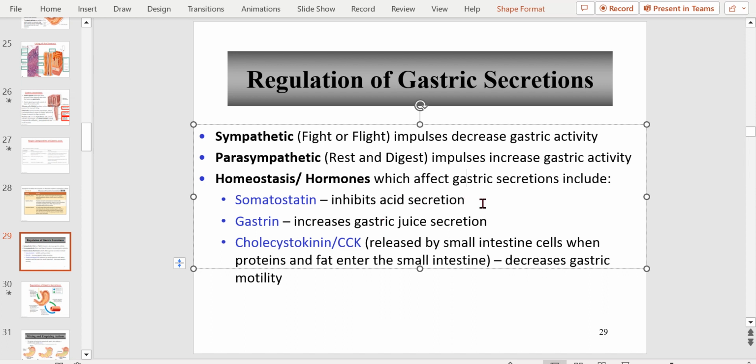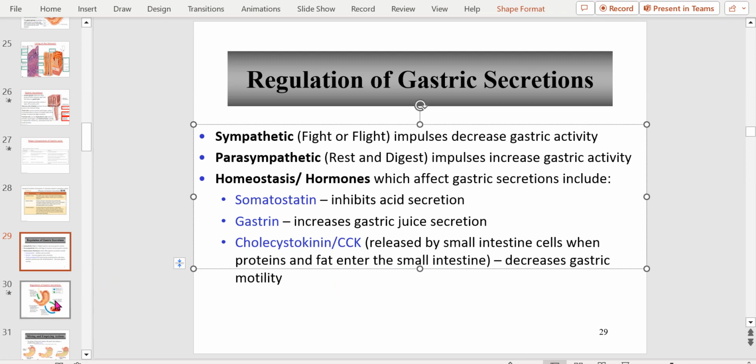Hormones which affect gastric secretion include somatostatin, which inhibits acid secretion; gastrin, which increases gastric juice secretion; and CCK, cholecystokinin, released by the small intestine cells when protein and fat enter the small intestine. It decreases gastric motility. We'll get more into these as we go on.